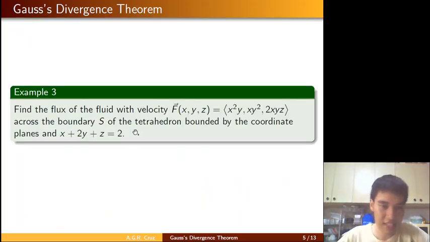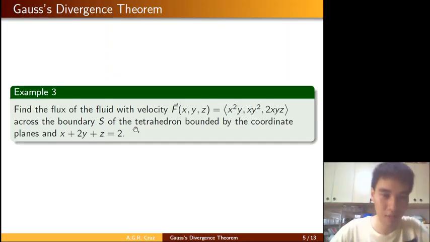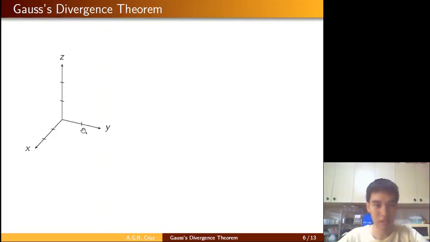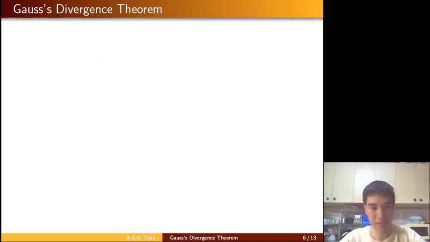Okay, next 3D example. Let's now determine the flux of the fluid with this velocity function across the boundary surface S of the tetrahedron bounded by the 3 coordinate planes and this plane x plus 2y plus z equals 2. So let's sketch that solid in 3 dimensions.